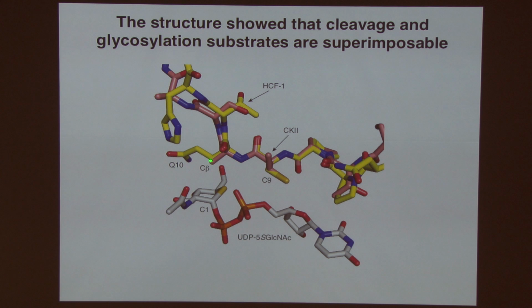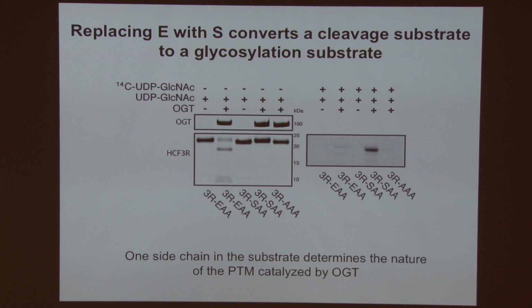And so here is where the C beta of alanine is, and if this were a serine, there'd be a hydroxyl right there, and it basically overlays with the C beta of this glutamine. And so if this was a relevant structure, we predicted that we should be able to change that glutamate, or in this case it's glutamine, but glutamate, to a serine, and it would glycosylate.